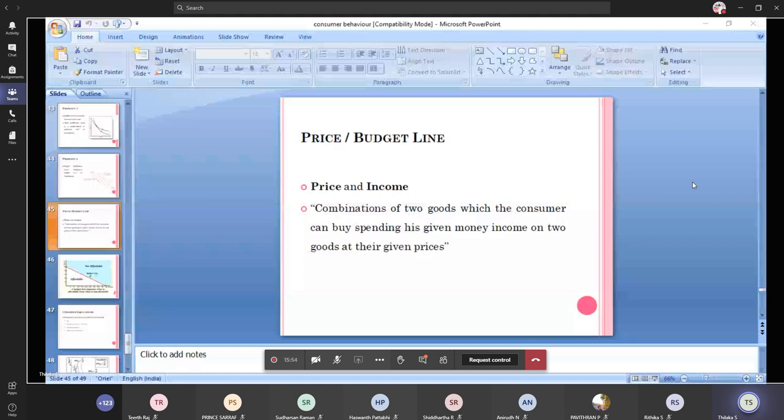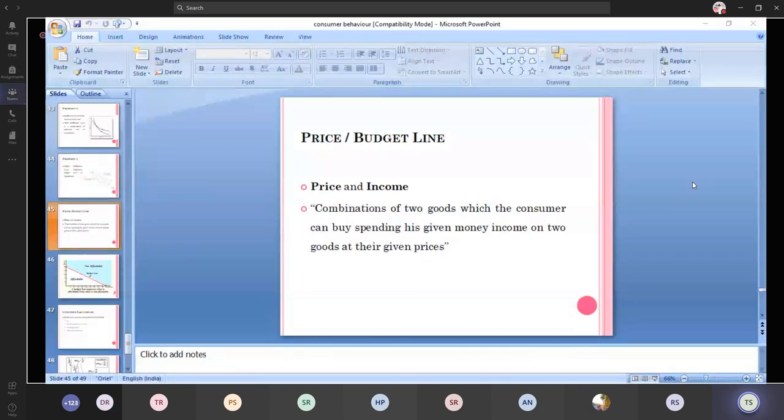So this is the case, and this is the definition in the quotation: combinations of 2 goods which the consumer can buy, spending his given money income on 2 goods at their given prices. So prices are fixed, and the income of the consumer is also a given thing. It's also a fixed one.